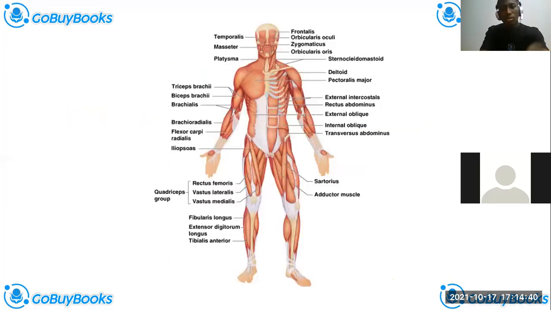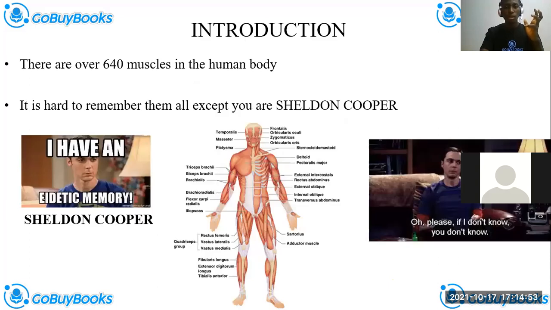I was talking about skeletal muscles the other time. These are skeletal muscles. We have over 640 muscles in the body. And the truth is, it is difficult to remember them all. Even I myself can only remember a few, based on experience. But if you ask me to talk about the whole 640, you want to punish me.